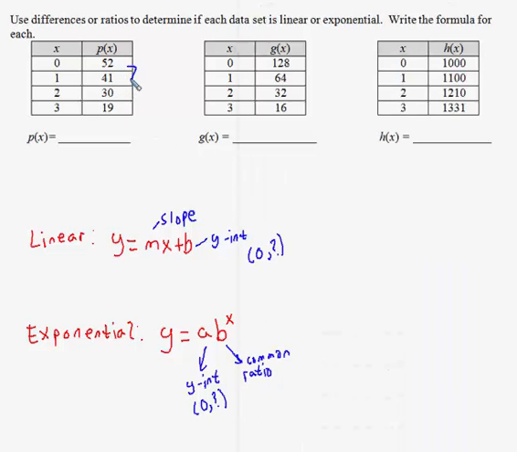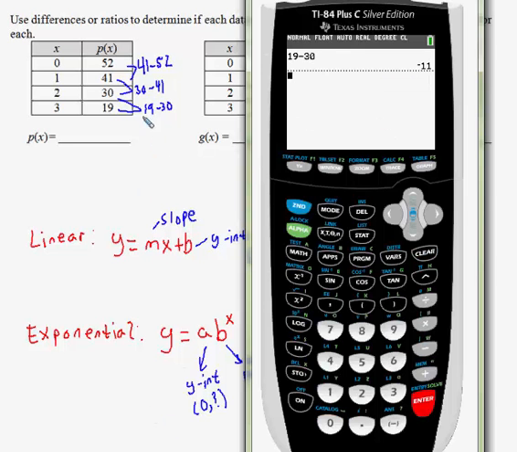What I want to do is take 41 and subtract 52, and then I'm going to take 30 and subtract 41, and then I'm going to take 19 and subtract 30, and if I get the same number all three times, then I know that this is linear. In fact, in this case, it would be the slope. Notice that all of the differences come out the same, negative 11.